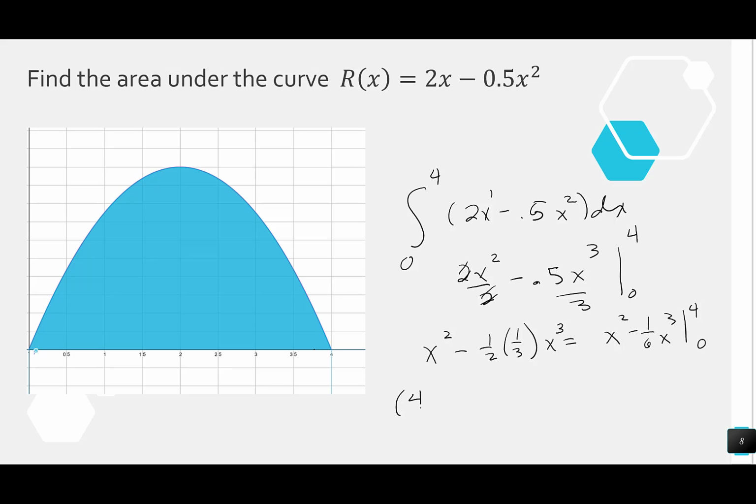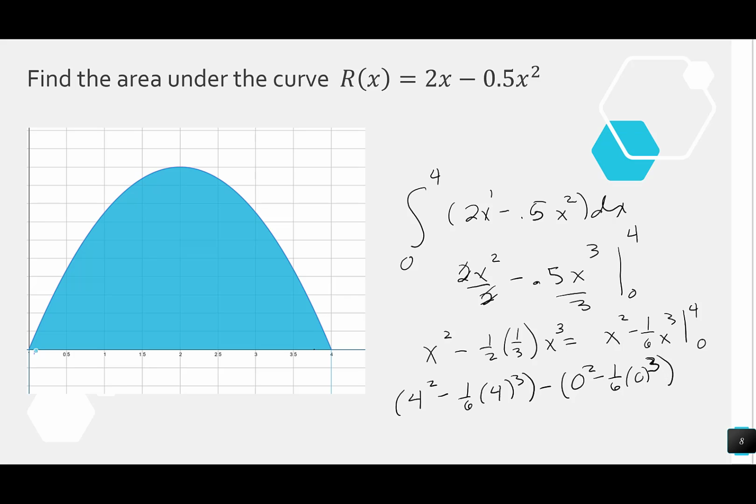So I'm going to plug in 4. I have 4 squared minus 1/6 of 4 cubed. And then again, when I plug in 0, I'm going to get 0. But I will still write 0 squared minus 1/6 of 0 cubed.